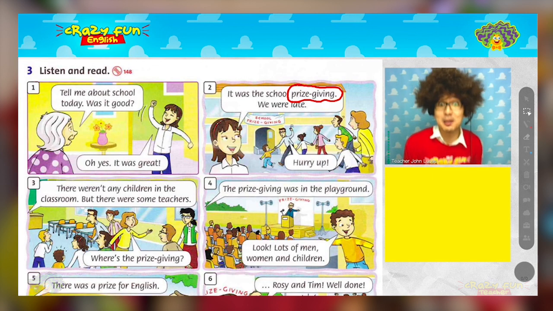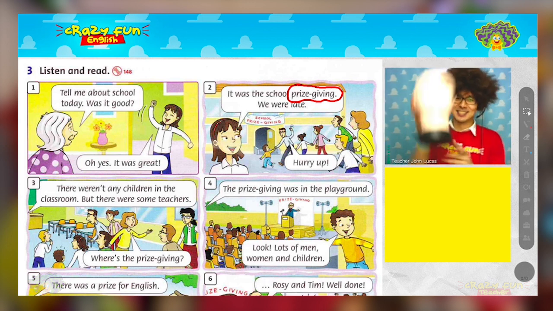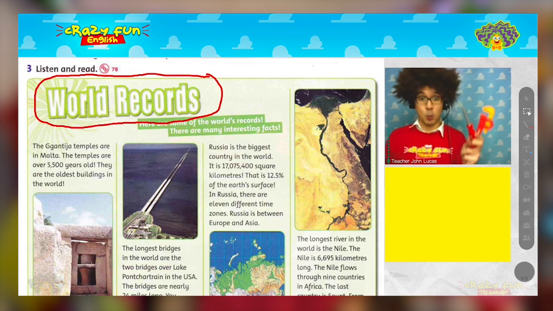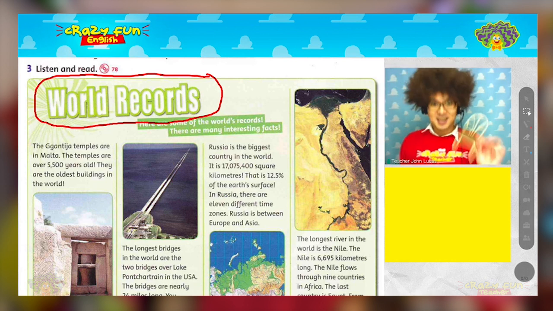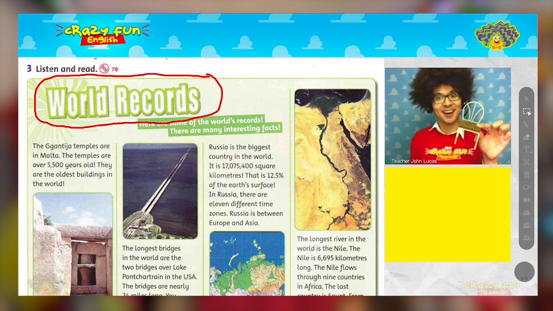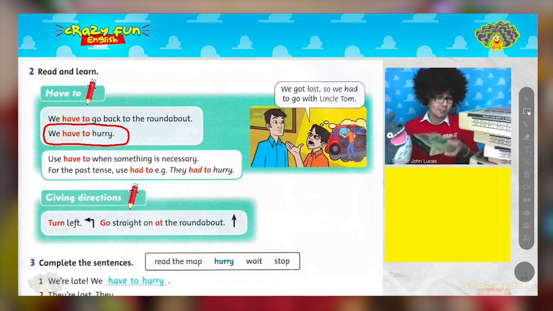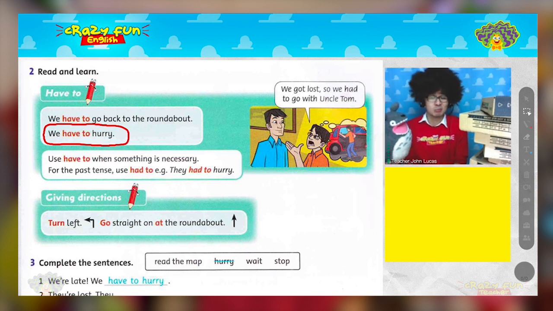A school prize giving? That means they're giving away prizes! Congratulations! Congratulations! Congratulations! And congratulations! I'm going to make the smallest chair in the world! World record! Look! I have the smallest chair in the world! That's a lot of pizzas. I know, right? I'm stuffed. Want some more?